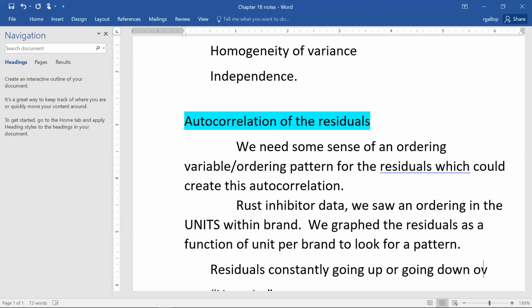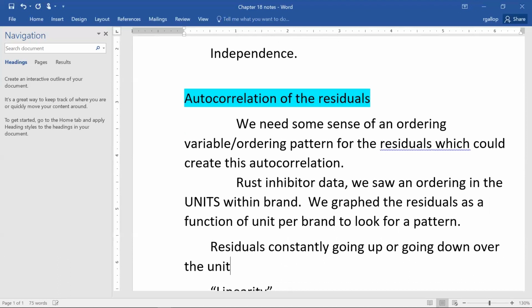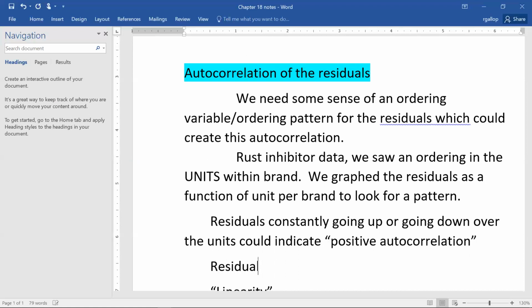Look for a pattern over the units. So the residual constantly going up or going down over the units can indicate positive autocorrelation. And then the residuals going up, down, up, down.